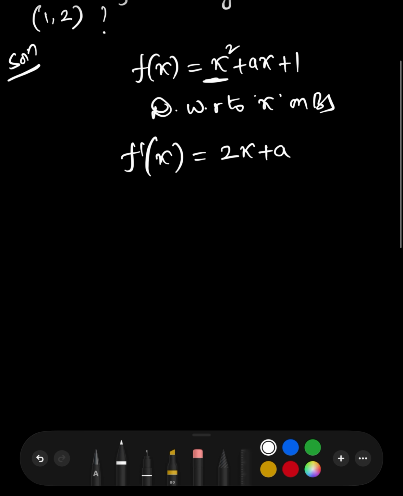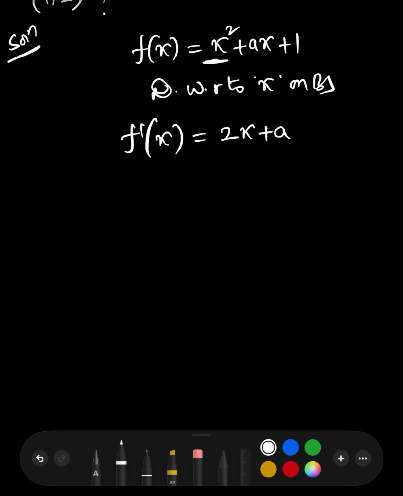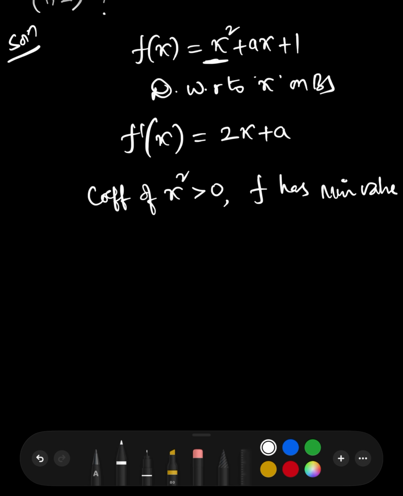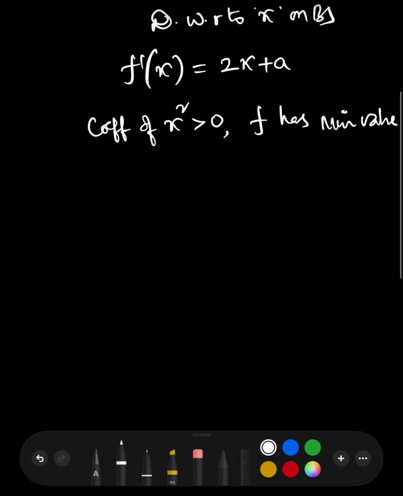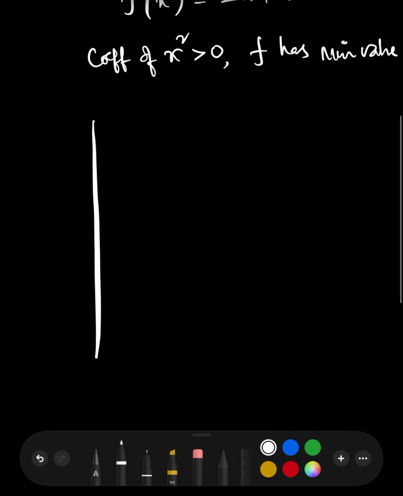Now move on to the given function f(x) = x² + ax + 1. The coefficient of x² is greater than 0, so f has a minimum value and the maximum value is not defined. Because f has a minimum value, the curve will be like an upward parabola, and if you observe the rough diagram, the graph will be like this.